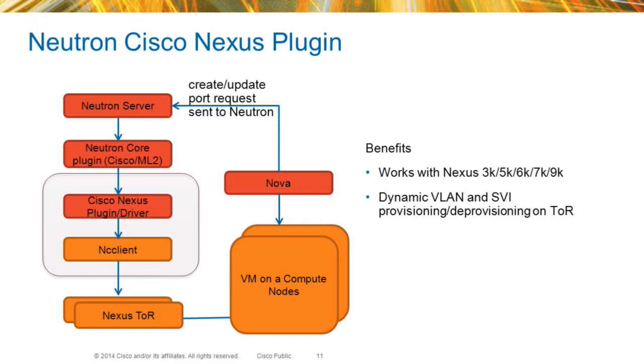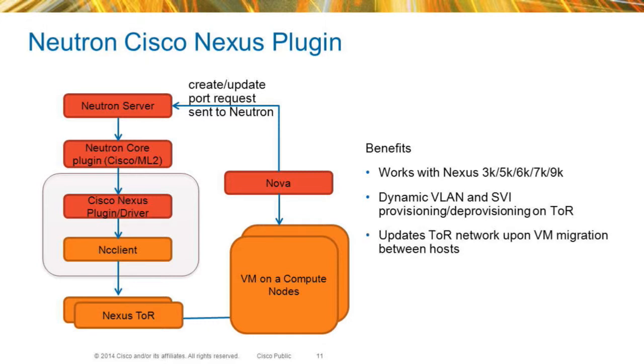So we hook onto a delete port call, which allows the VLAN to be removed from the interface that's connected to the compute host on which the VM is coming up, as well as removing the VLAN from the switch if that was the last VM for that particular tenant network.